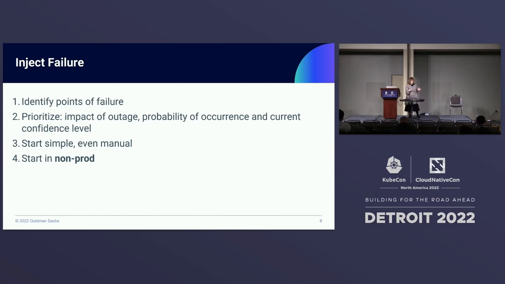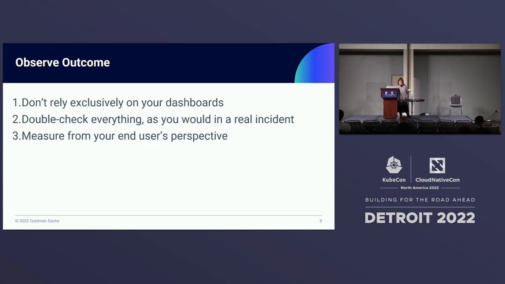And always start in non-prod. Yes, running chaos tests in production is cool and fun, and you should, and it's actually a best practice. But when you're starting, the first time you're running the experiment, just like you don't release your features directly to prod, at least I hope not, whatever pre-production vetting and testing you're doing for your features, you want to do the same thing for your chaos tests as well. Because the impact could be potentially catastrophic if you start right away in prod.